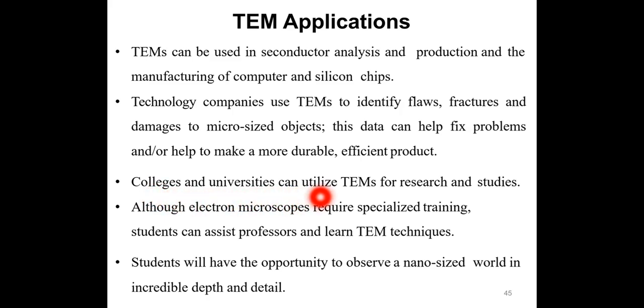Colleges and universities can utilize TEMs for research and studies. Although electron microscopes require specialized training, students can assist professors and learn TEM techniques. Students will have the opportunity to observe a nano-sized world in incredible depth and detail.